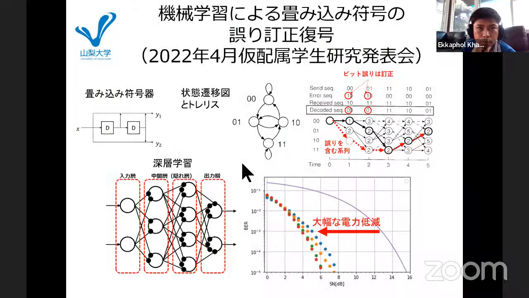Not here. This one. Then I want to show you. This is the very simple configuration of a convolutional coder. Here, X is a binary input, 1 or 0.